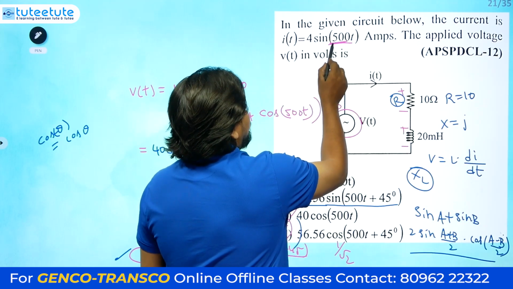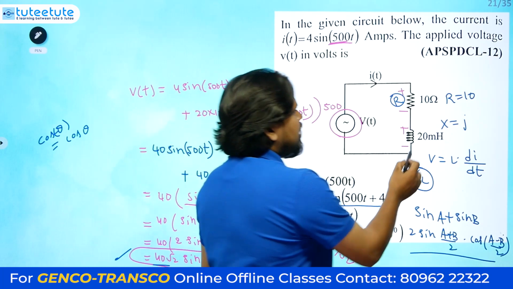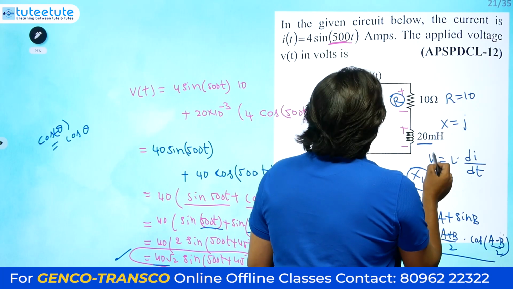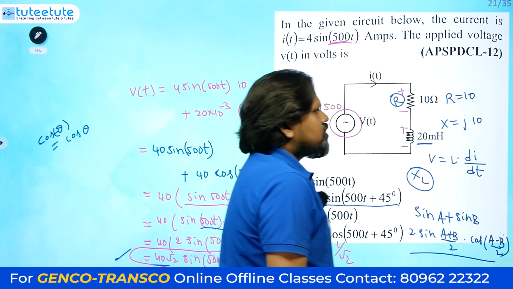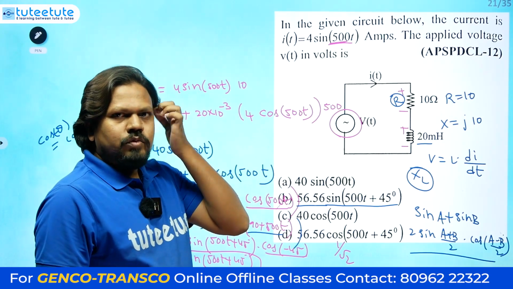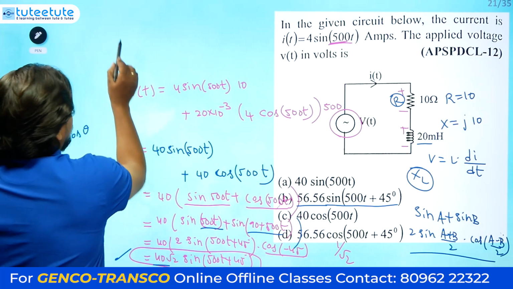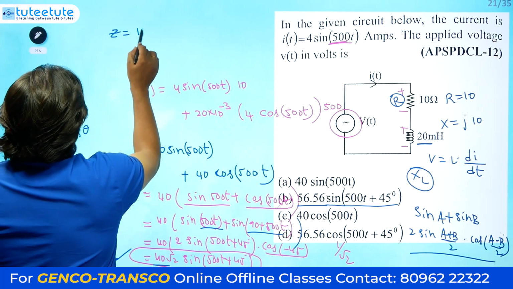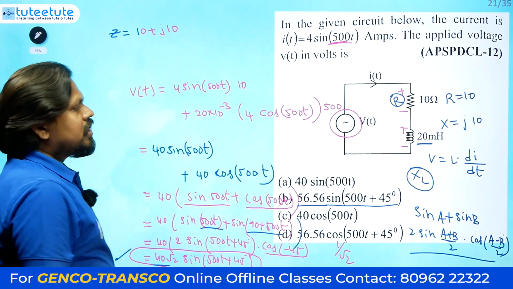See, 4 sin omega t. So omega is 500. Omega into L is nothing but 500 into 20, so then you will get J10. So R plus J10 we got. This is the impedance value, the complete reactance value of inductance. Similar to this, the complete impedance we can give as 10 plus J10.